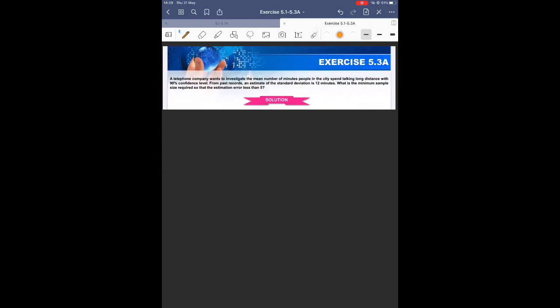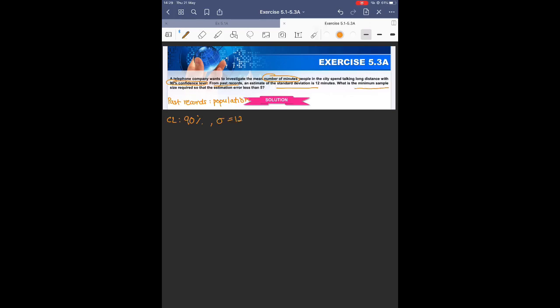So next, exercise 5.3a. This exercise is different from the previous exercise. A telephone company wants to investigate the mean number of minutes people in the city spend talking long distance with 90% confidence level. So confidence level 90%. From past record, okay, past records means that information is for population, and the estimate of standard deviation is 12. So sigma equals 12.